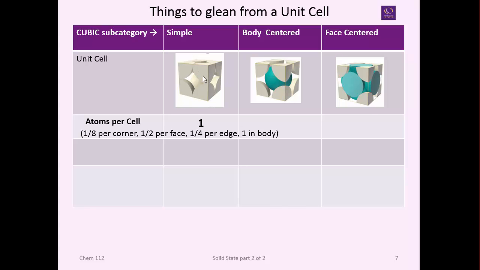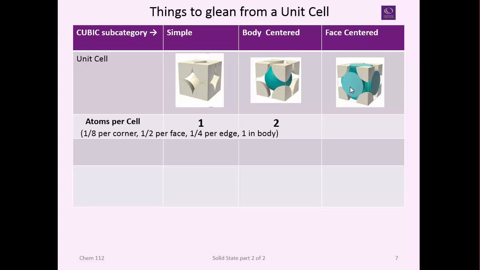So with that in mind, I have 8 atoms at 1/8 apiece. That gives me 1 atom. Here I have the same thing, 8 corners, 1/8 apiece. That's 1 atom, and then 1 in the center. That's 2 atoms in the body-centered structure.